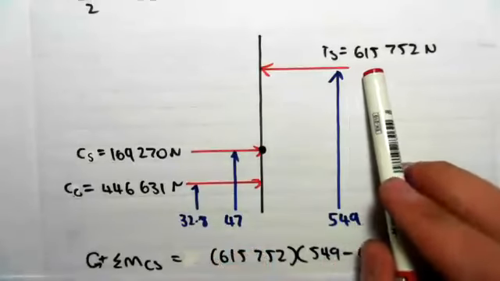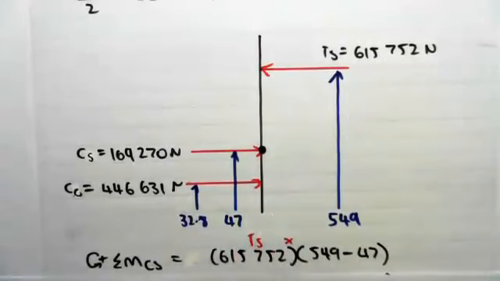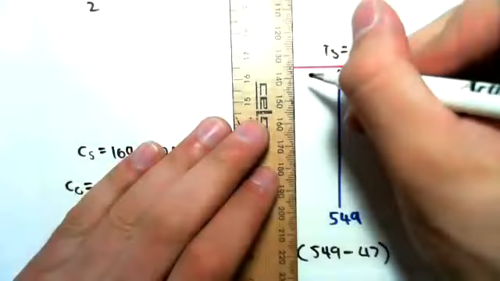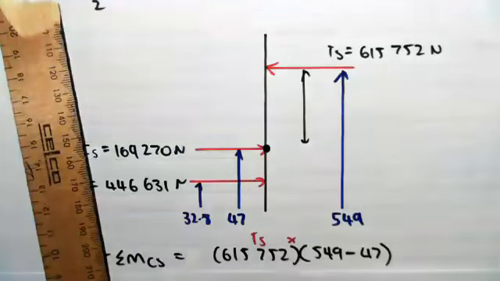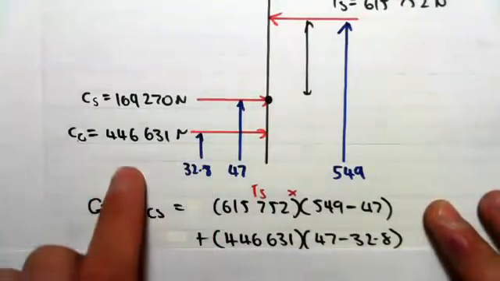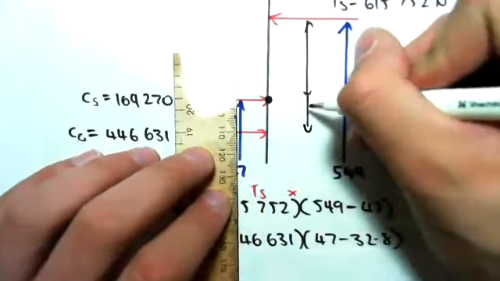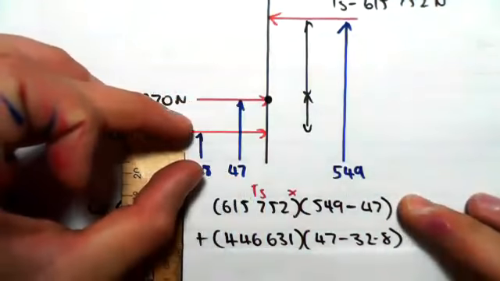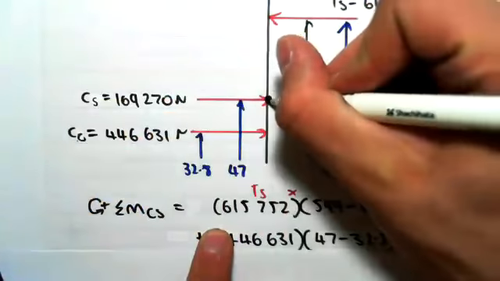Okay, so for these moments we need to find the force times the lever arm. For this one, it's going to be 615752, the tension in the steel, times the lever arm, which is the distance from here to here. That distance would be 549 minus 47. And the next one would be the compression in the concrete, which is 446631 times its lever arm. Its lever arm would be from there to there, which would be 47 minus 32.8. Okay, and they're both positive because they're both going anti-clockwise about our point of interest.